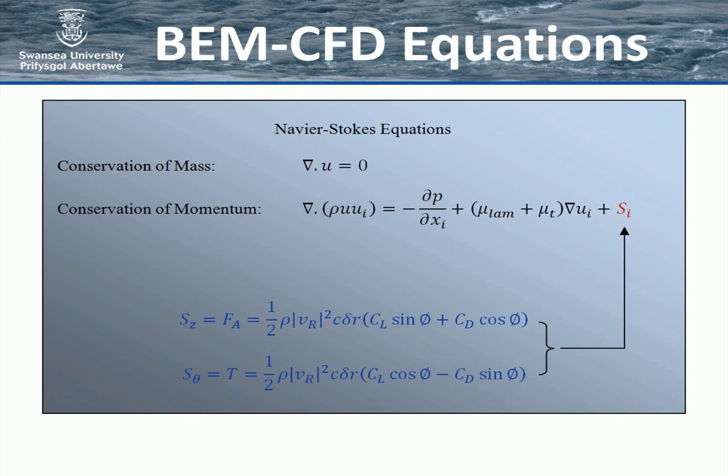The way it works is you're at your standard Navier-Stokes equation and you add a source term, and you can see that these source terms look like the blade element equations because they are, and they have a lift term, a drag term, chord and twist angle in there as well.